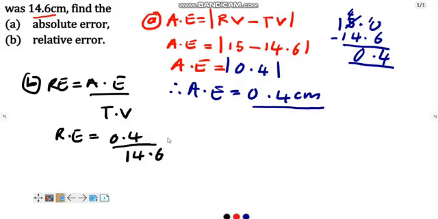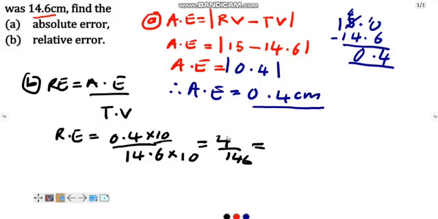14.6. Now from here, what are we going to do? We can't divide nicely if you have the numerator as a decimal number and the denominator as a decimal number. So we need to get rid of the decimal point by following how many decimal places the numerator has. In this case, 0.4 has one decimal place. So to get rid of the point, we are going to multiply by 10. Even at the bottom, we multiply by 10. So 0.4 times 10 will be 4 over 14.6 times 10, which will be 146. So here we can now divide.